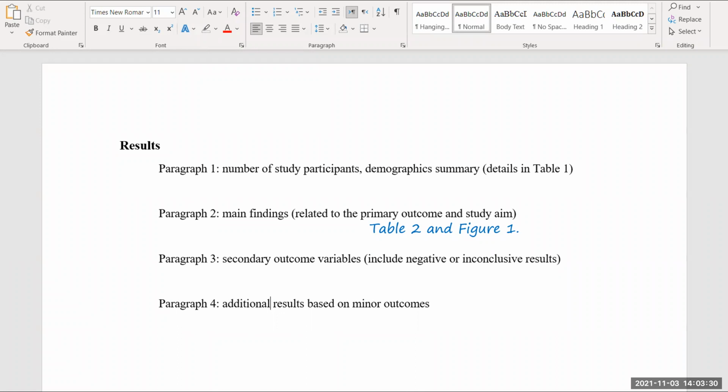So, and in subsequent paragraphs, you would have secondary outcome variables, including negative and inconclusive results, things that you don't want to highlight, but you still want to mention. Some of the exploratory analyses, which are not part of your primary objective of the study or the primary outcome, you can present that in the subsequent paragraph. And then finally, some additional results based on minor outcomes.